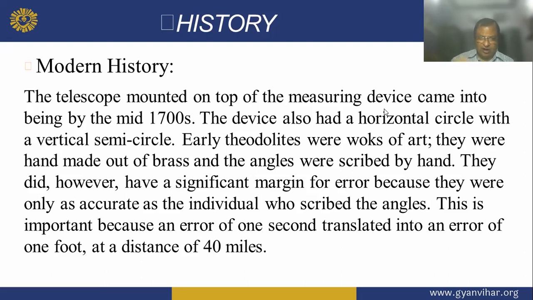They all, however, had a significant margin for error because they were only as accurate as the division who scribed the triangle. So this is important, because an error of 1 second translated into an error of 1 foot over a distance of 40 miles.